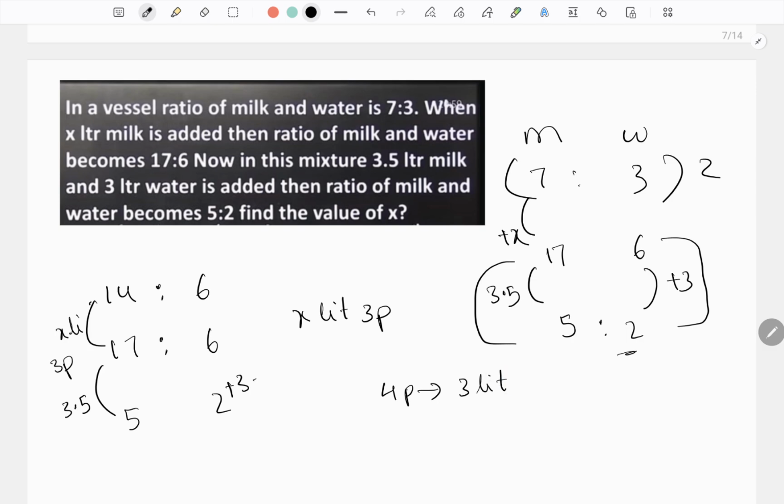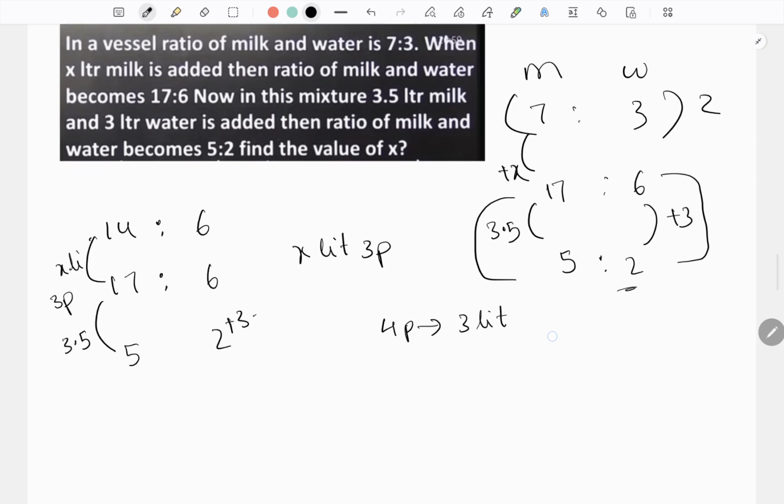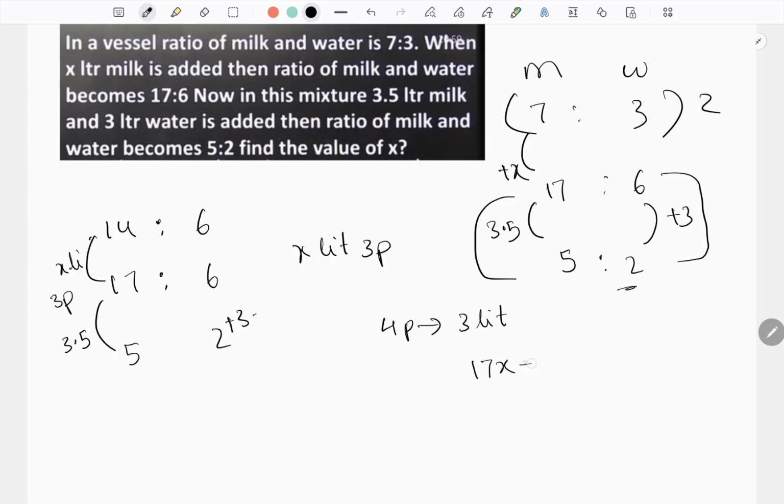How to take that? Initial quantity 7:3, 14:6. So finally we added for 17:6 ratio to become 5:2. Milk parts we added 3.5. So okay, so 17:6. If I take the ratio as numbers like 17x, we added 3.5 liters, and for 6x, 6 parts, not liters, we added 3 liters. It becomes 5/2. Then cross multiply.